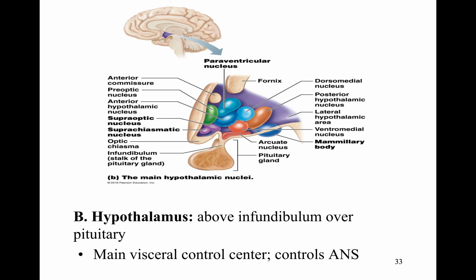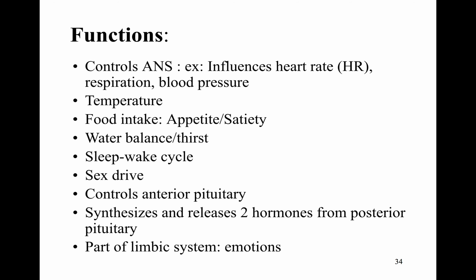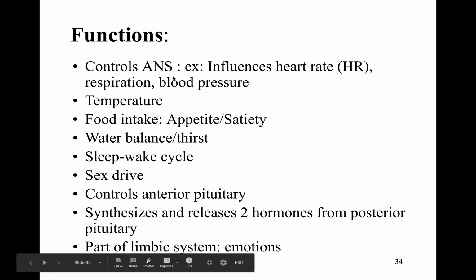So these are the general functions of the hypothalamus. In general, our hypothalamus functions as the main visceral control center and controls the autonomic nervous system. But the hypothalamus has a bunch of specialized functions. So we have tons and tons of functions of the hypothalamus. Just to give you a brief description of some of those functions, the hypothalamus functions to control the autonomic nervous system. So with that, it's going to control involuntary movements of our organs, which is ultimately going to influence our heart rate, respiration, and blood pressure.